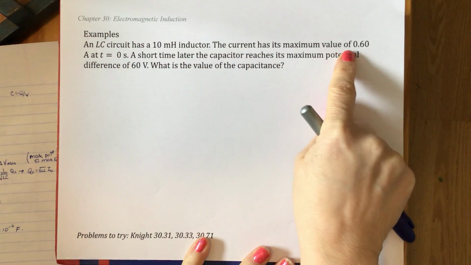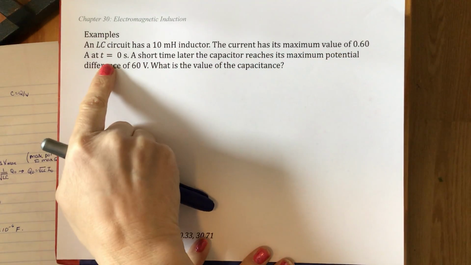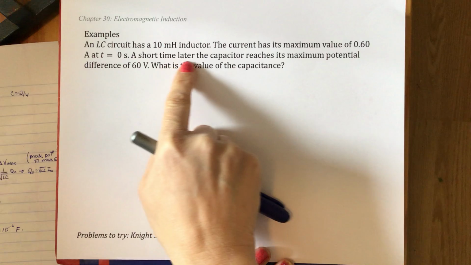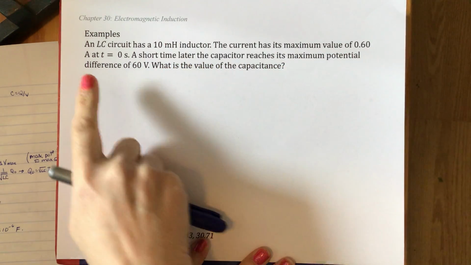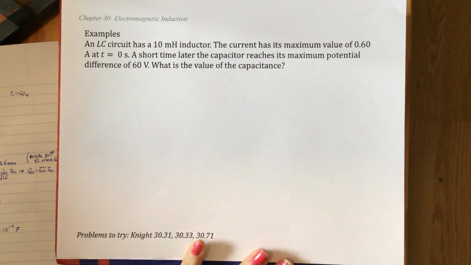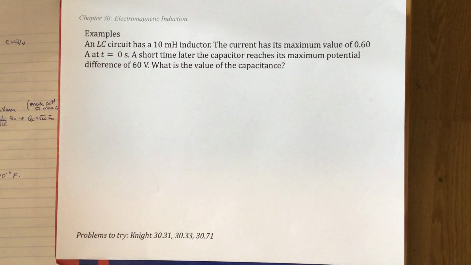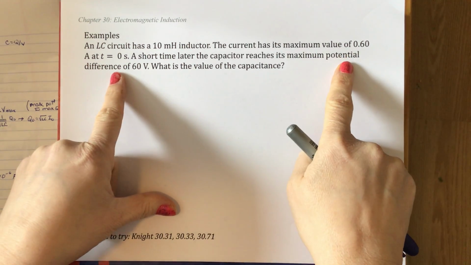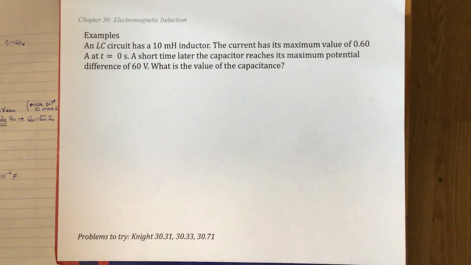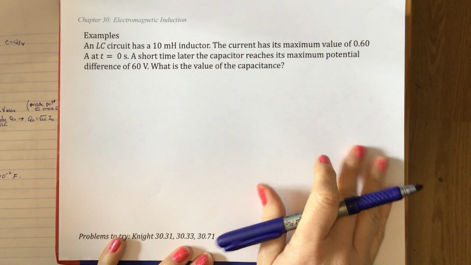So in this example, an LC circuit has a 10 millihenry inductor. The current has its maximum value of 0.6 amps, and this happens at t equals 0. A short time later, the capacitor reaches its maximum potential difference of 60 volts. What is the value of the capacitance? I picked this problem because it introduces the idea of potential difference, and we didn't talk about that in our workbooks. Let's make a list of the things that we know.